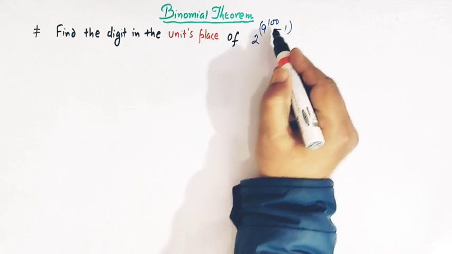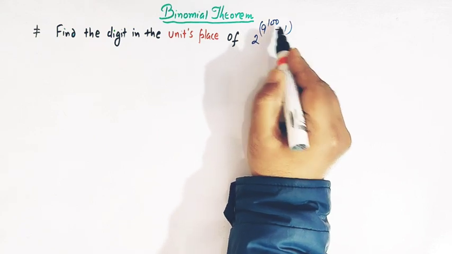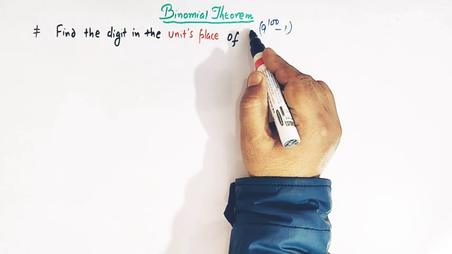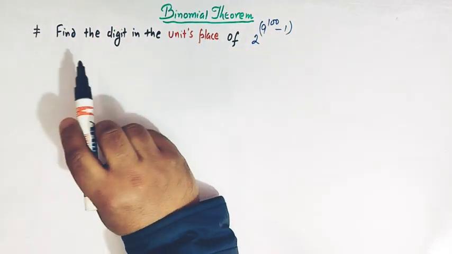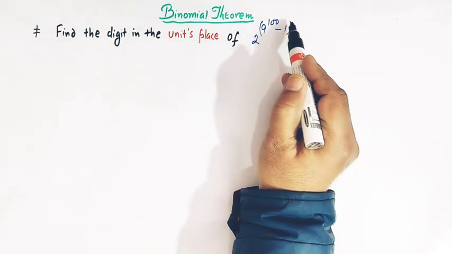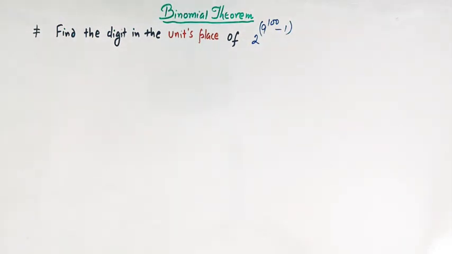that is 2 raised to (9 raised to 100) minus 1. So here we have to find the digit which lies in the units place of this number. So let us see how we can use the binomial theorem to arrive at the desired result.